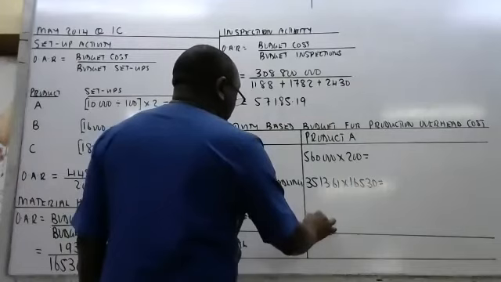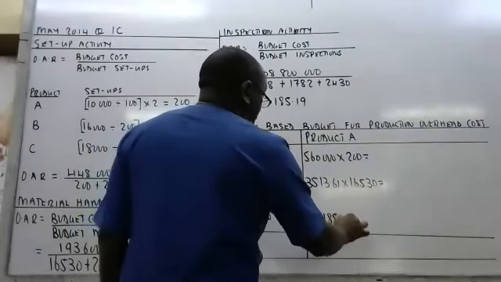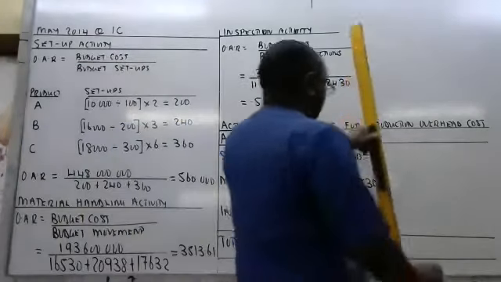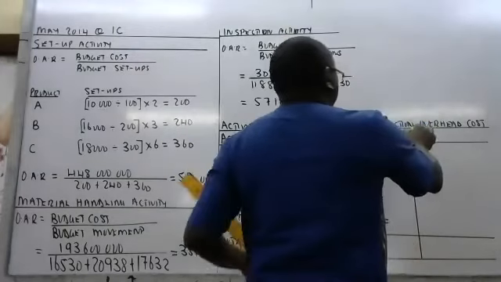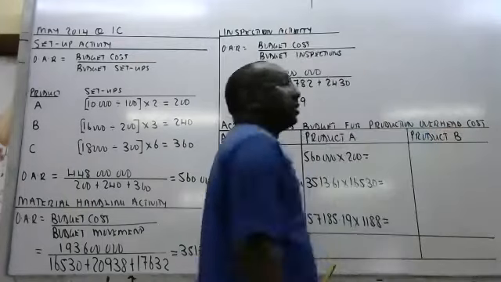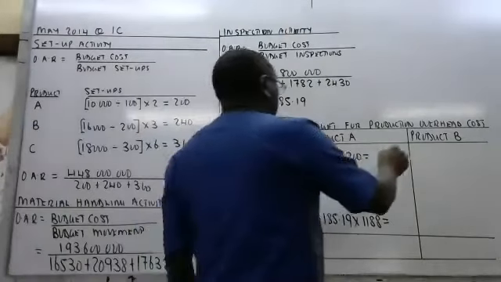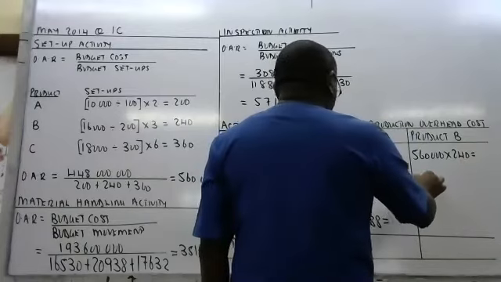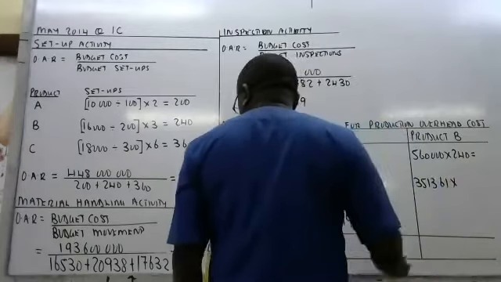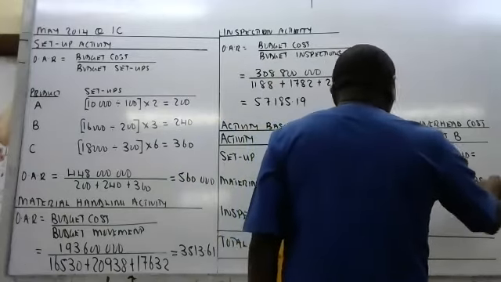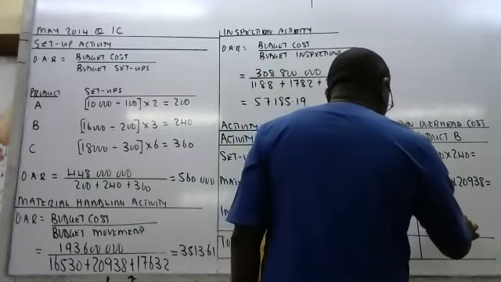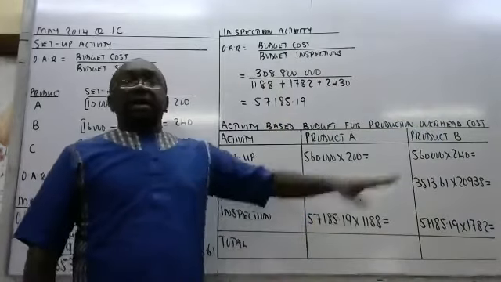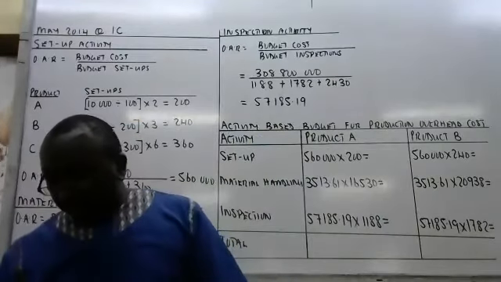For inspection, you take the OER 57,185.19 times 1188. You do the same for product B. Product B, that's 560,000 with 240 setups. Then 513.61 times 29.8, and 57,185.19 times 1782. I believe you'll be able to do the same for product C. So do that so that we proceed to the next question.